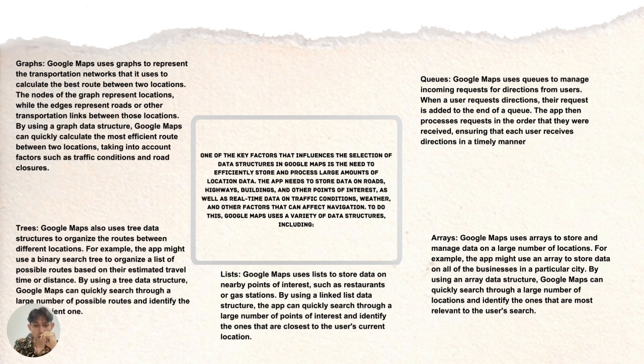such as restaurants or gas stations. By using a linked data structure, the app can quickly search through a large number of points of interest and identify the ones that are closest to the user's current location.